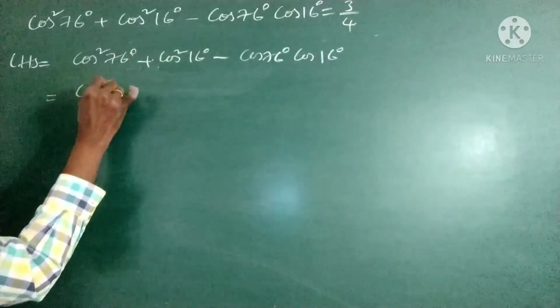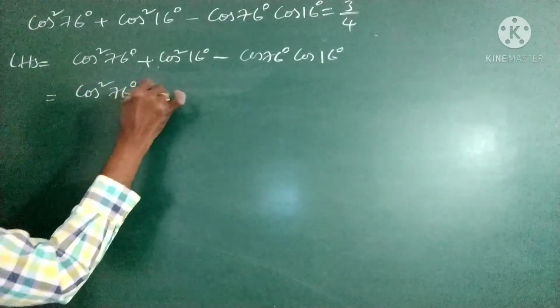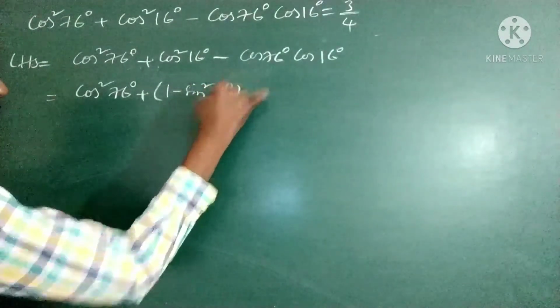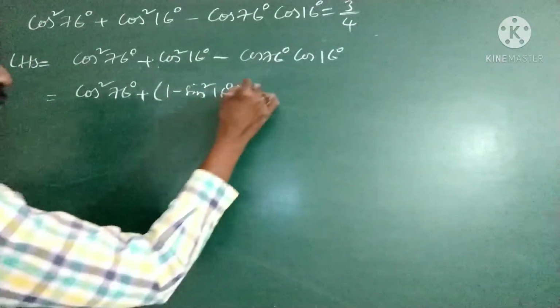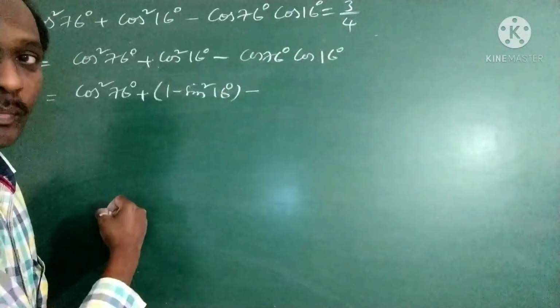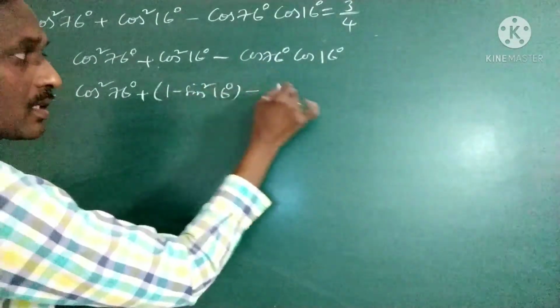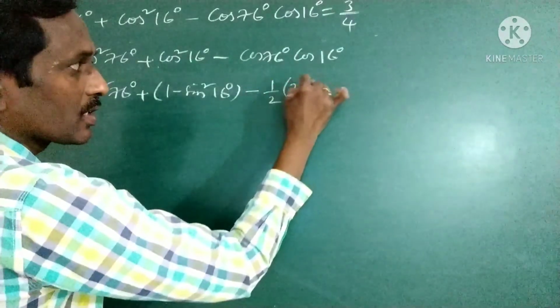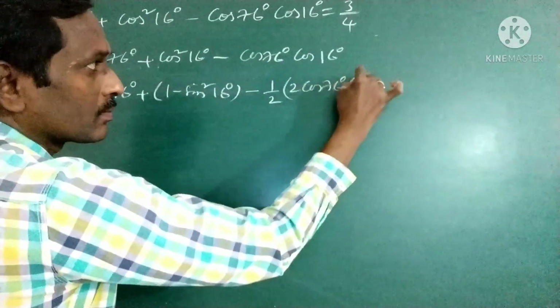So cos square 76 plus 1 minus sin square, we can write it as 1 minus sin square. Then after, here we require the product of 2 multiples, but 2 is not there, so multiply and divide with the value 2. Division by 2, then after 2 multiplication.